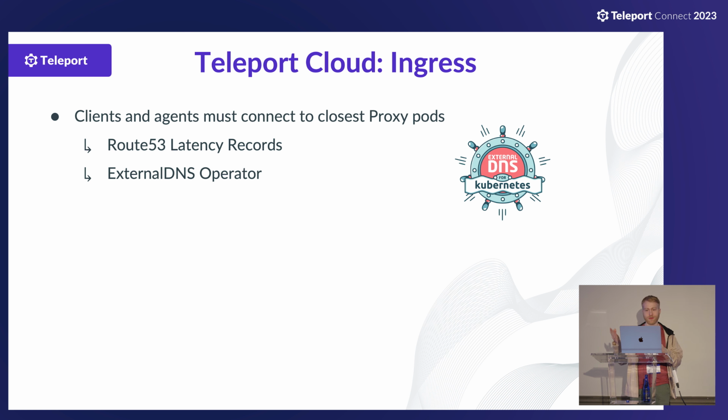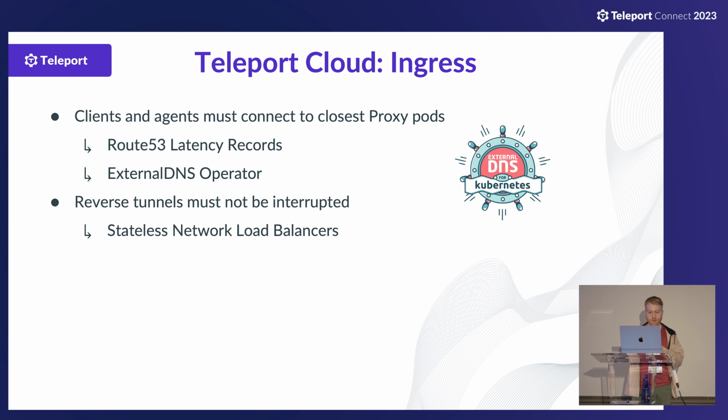This is what we did do. So this is how cloud solved our ingress problem. We use Route 53 latency records and the external DNS operator. So this is like a GeoDNS type setup where we have external DNS running in our clusters, and they're reaching into Route 53 and telling Route 53 what all the regional IPs are of regional load balancers that clients in that region should connect to.